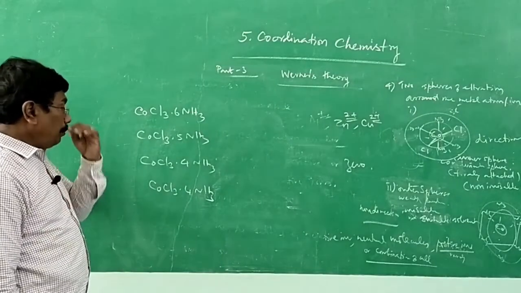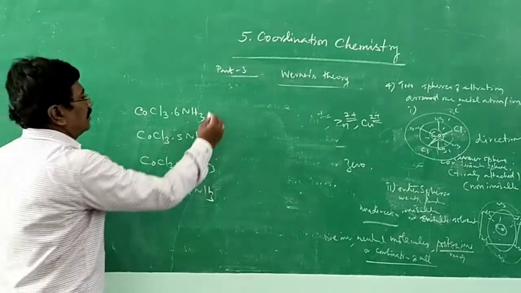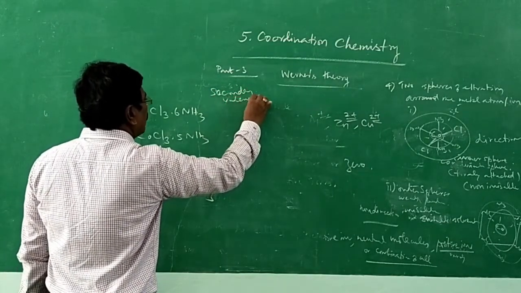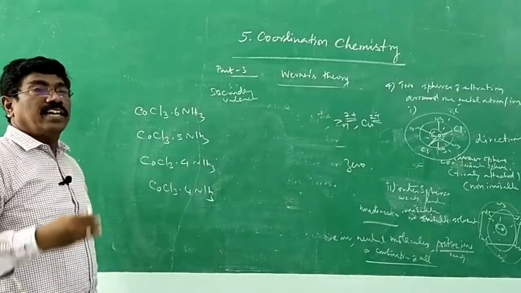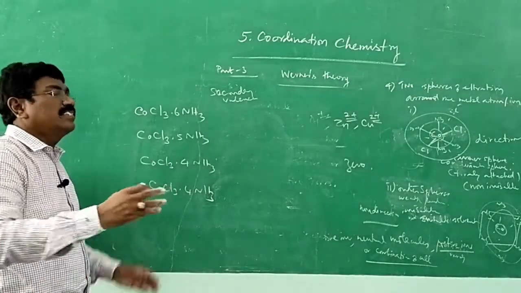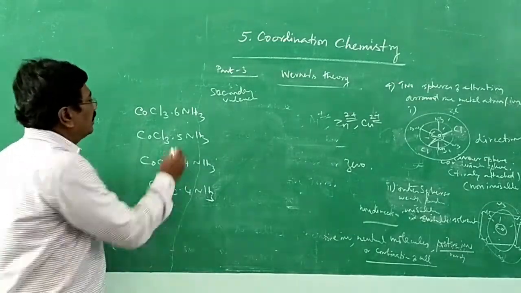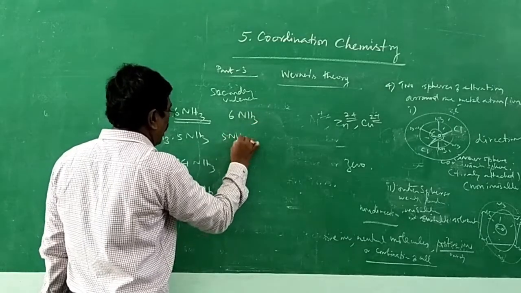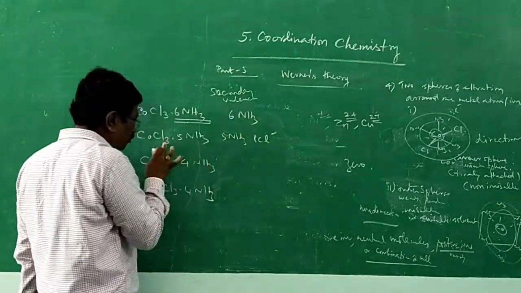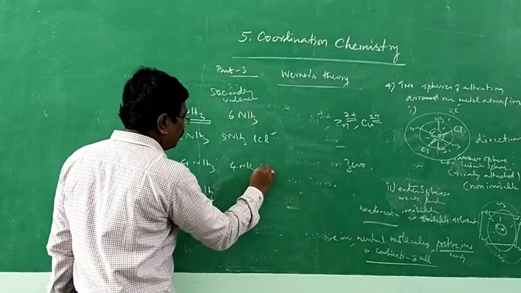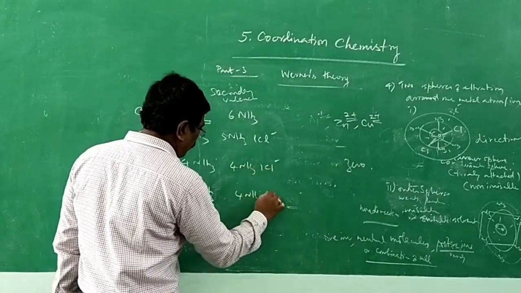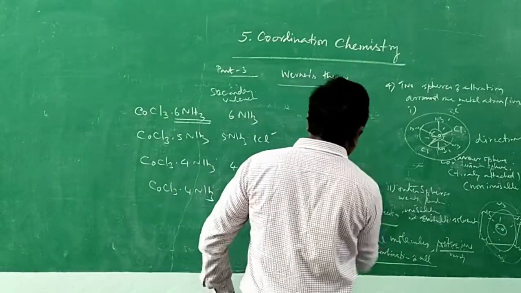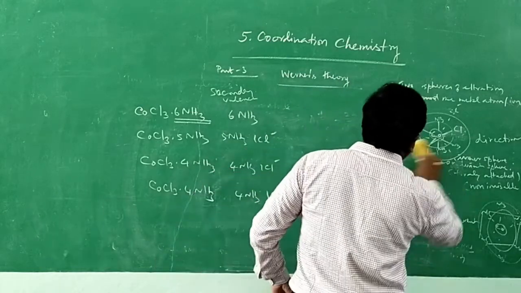Here, what about the secondary valency? Secondary valency may be satisfied by neutral molecules, negative ions, very rarely positive ions, or a combination of all. Here, secondary valency is satisfied by 6 ammonia. Here, 5 ammonia and 1 Cl minus, a combination of neutral molecule and 1 chloride ion. Here, 4 NH3 and 2 chloride ions. Here also 4 NH3 and 2 chloride ions. How? That also I have explained using the diagram. So let me draw the same diagram once again.